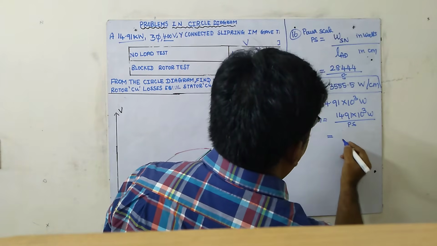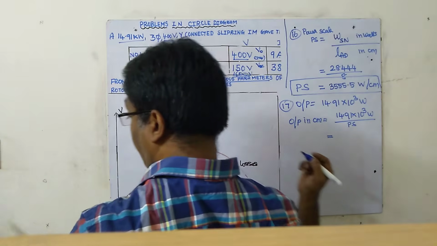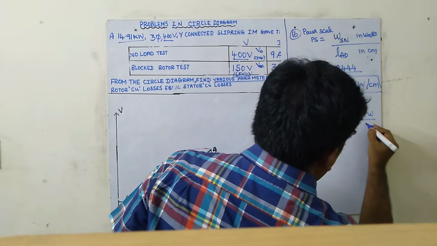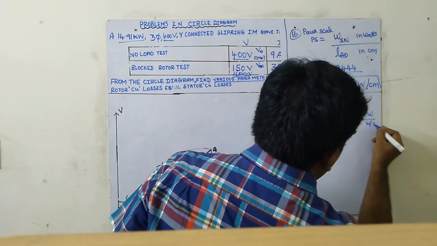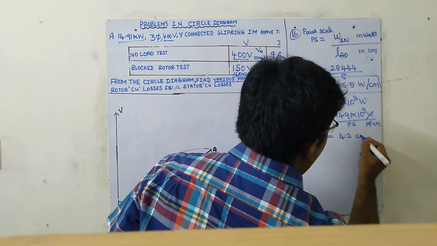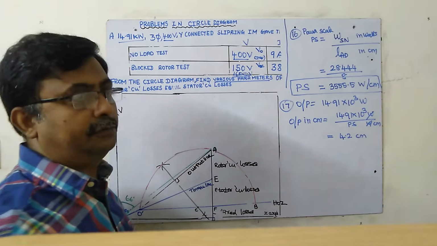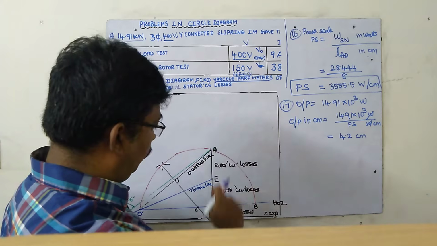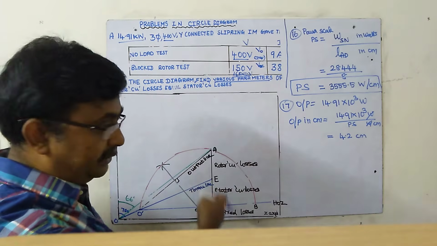If I divide by the power scale, what am I getting? I am getting 4.2. What is the unit here? Watts. The power scale unit is watt per centimeter. Watt and watt will get cancelled, centimeter goes upside, so it is 4.2 centimeter. This is the output power in centimeter.